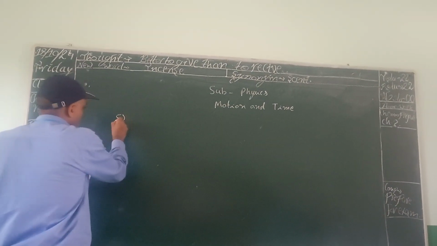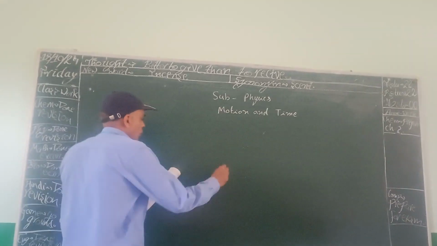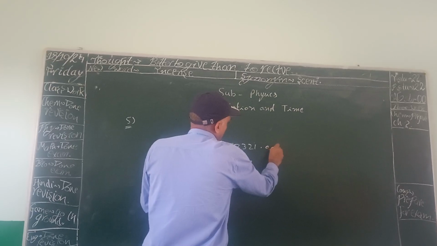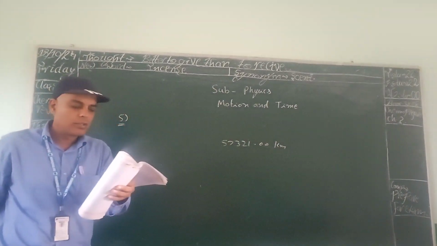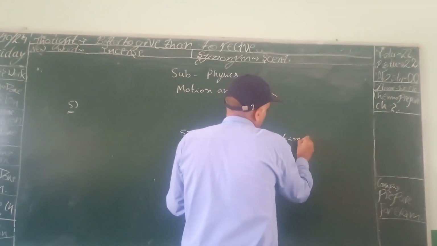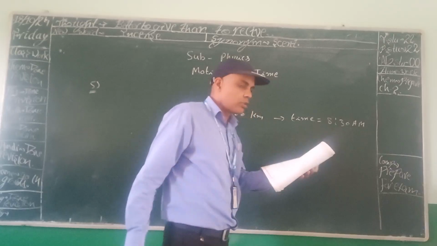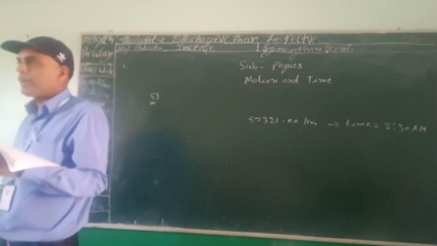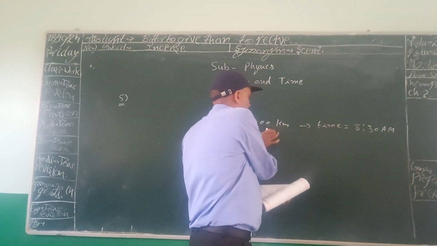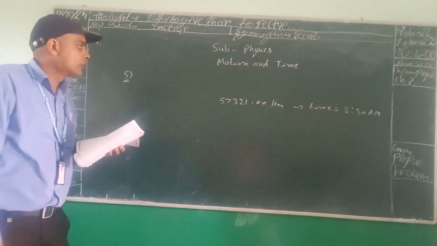The odometer of a car reads 57321 kilometers when the time is 8:30 a.m. Suppose you start driving at the initial time, that is 8:30 a.m., and the car odometer shows this distance.